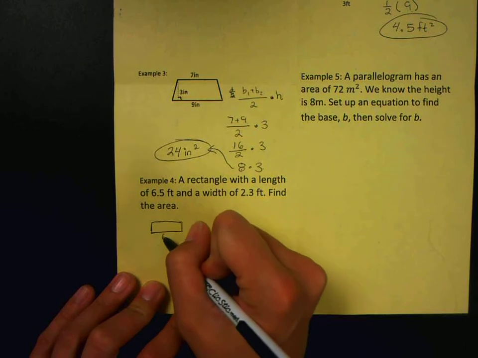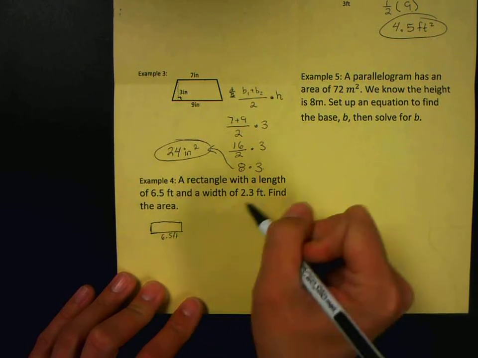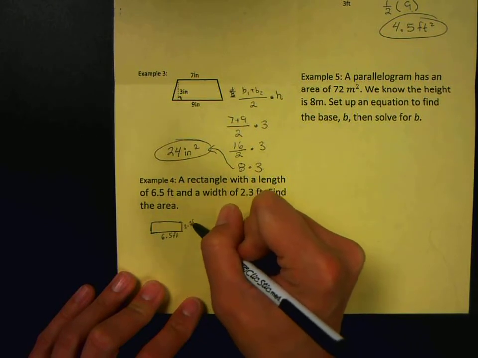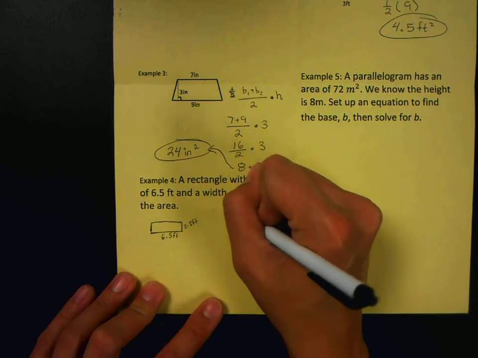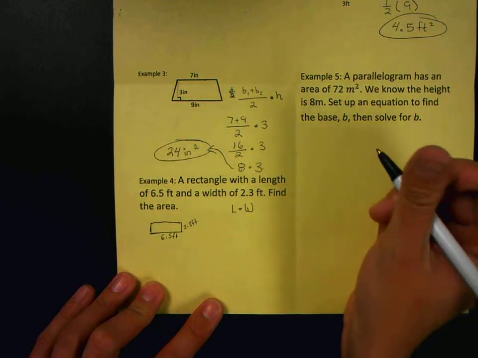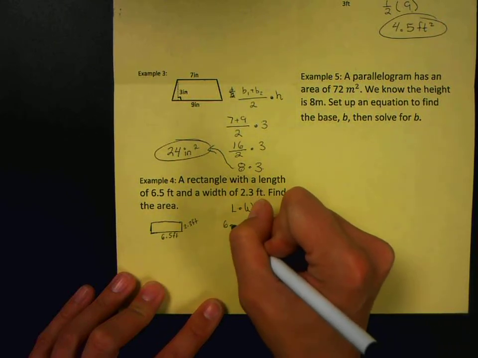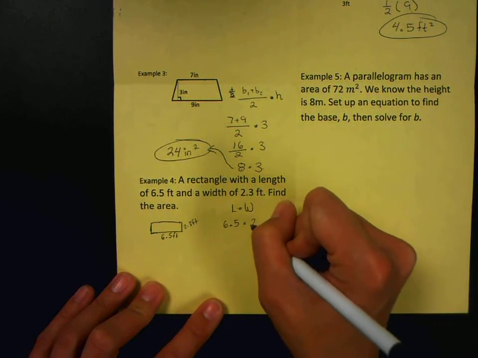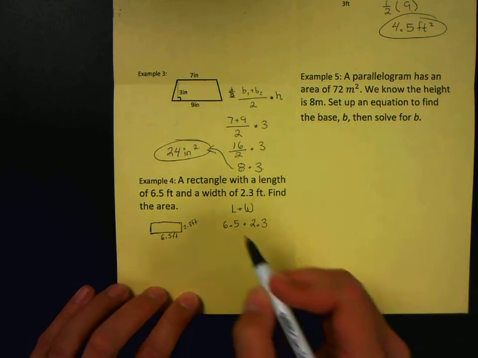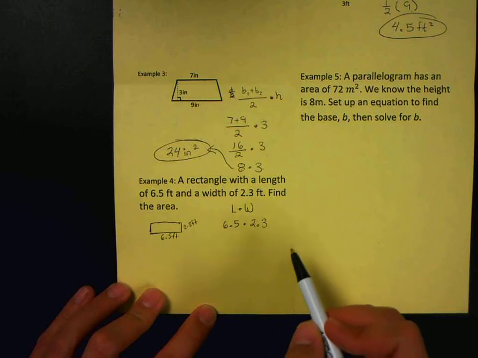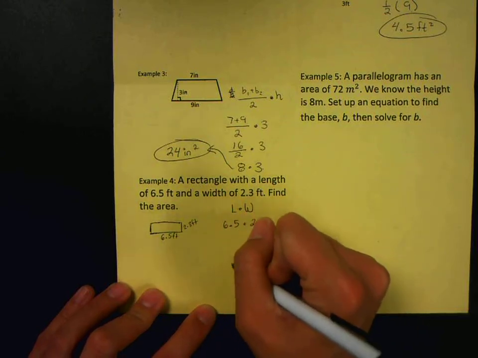Well, I know the area of a rectangle is length times the width. So I'm going to take my length as 6.5 feet times 2.3 feet. Okay. When you multiply that all out and remember to move over the decimal, you should get 14.95 feet squared. Okay.